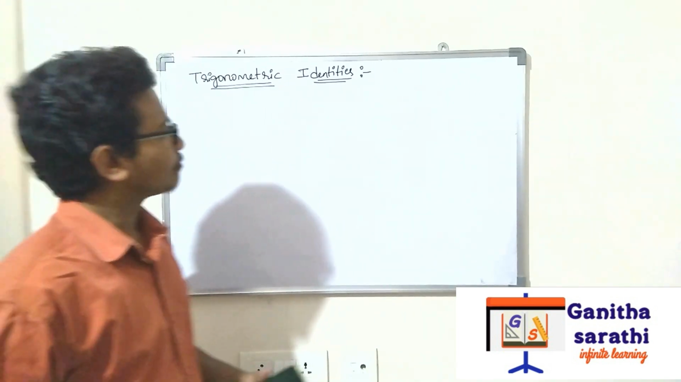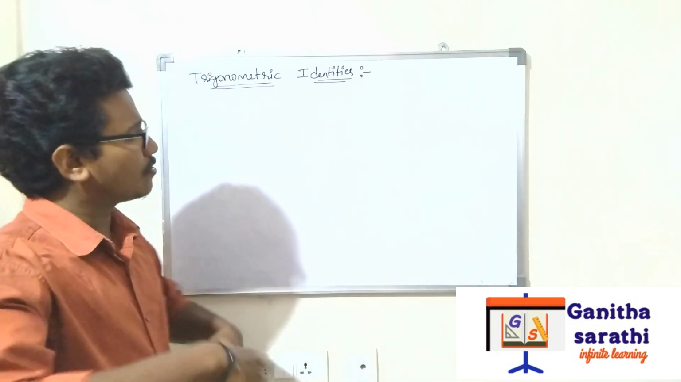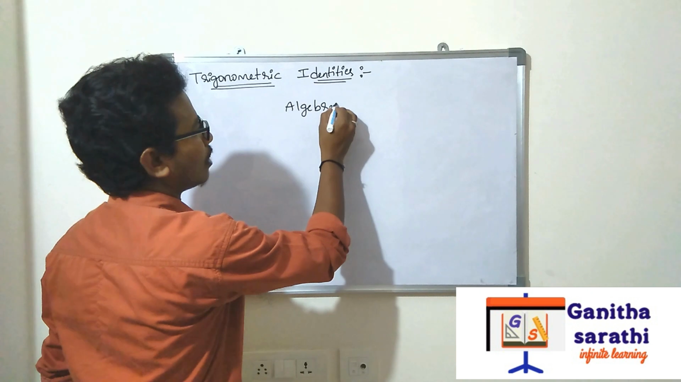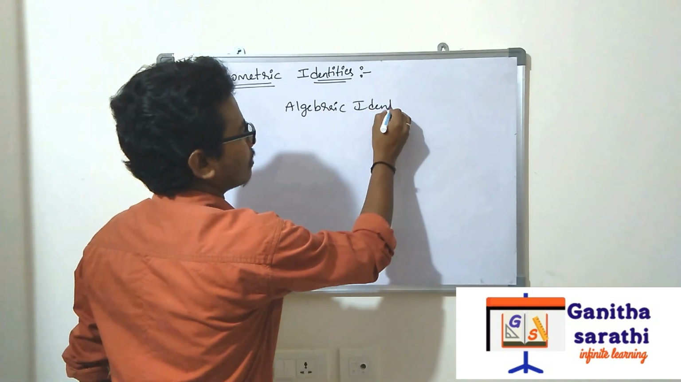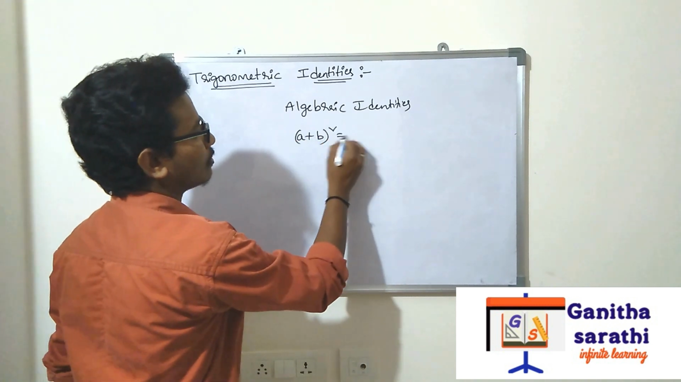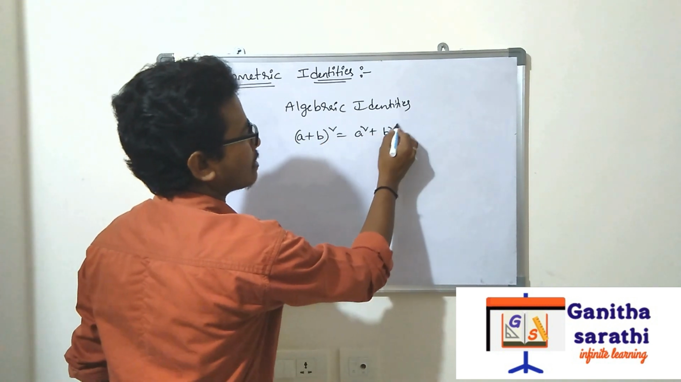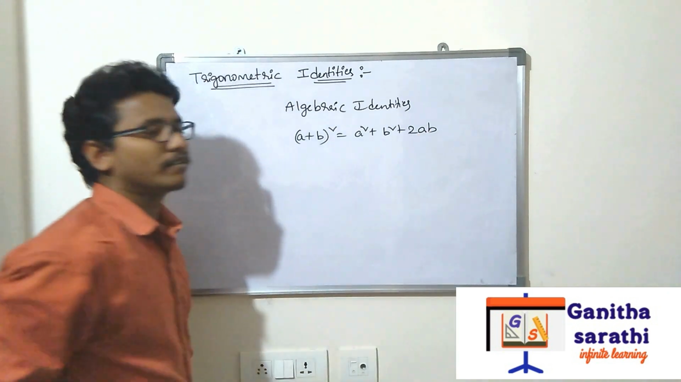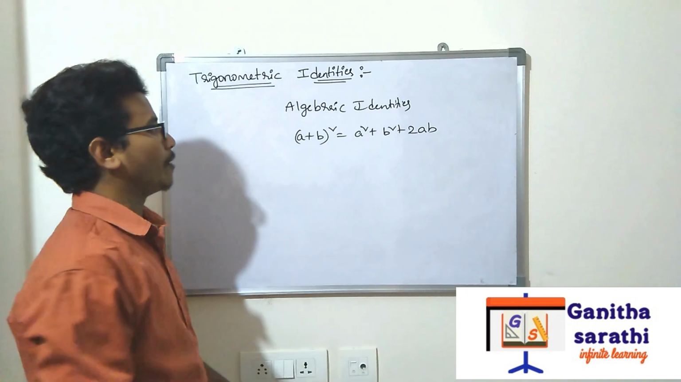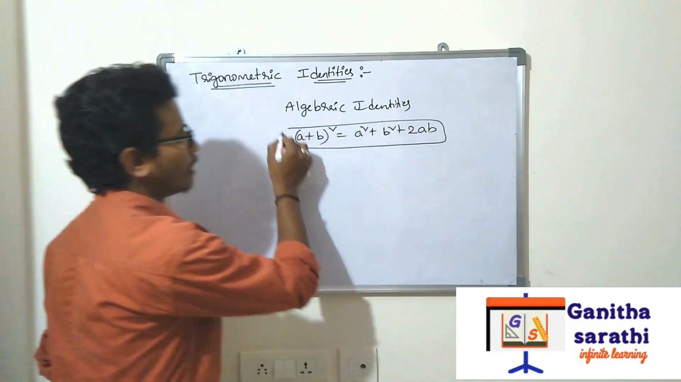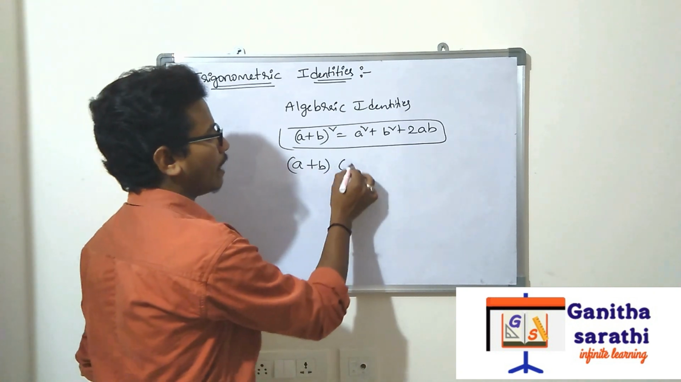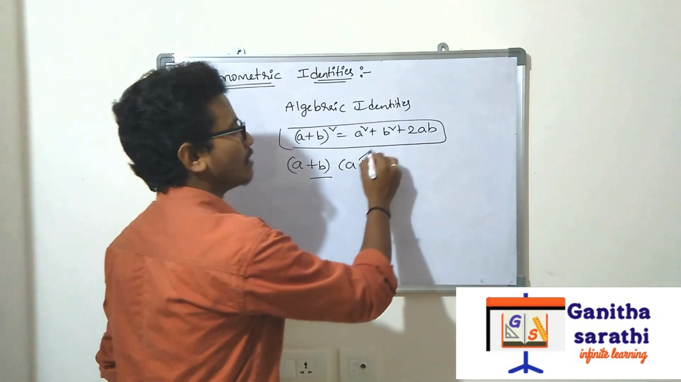Okay, now all of us know the algebraic identities, right? What are the algebraic identities? We all know that (a plus b) whole square is equal to a square plus b square plus 2ab. This is the algebraic identity. We can prove this one, right? How? (a plus b) into (a plus b). If you multiply this, you will get this equation.